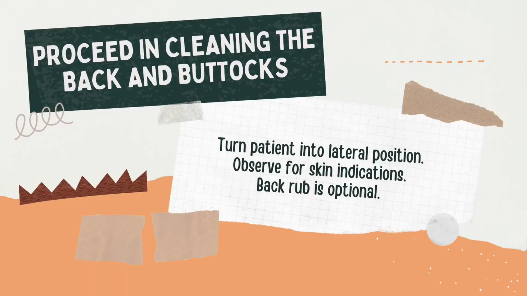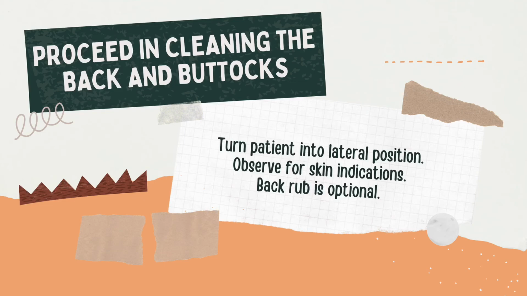Okay. We may now proceed to cleaning their back and their buttocks. The next thing that we have to do is to observe for any skin indications, as skin breakdowns commonly occur over bony areas, so we have to also be careful in cleaning the sacral area of our client. The first thing that we have to do here is to turn them on a lateral position. This allows us to have easier access and visualization of their back.